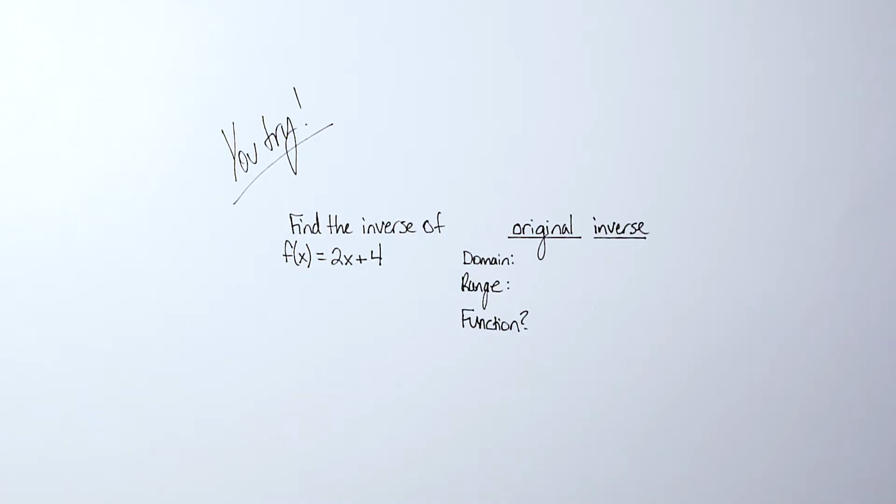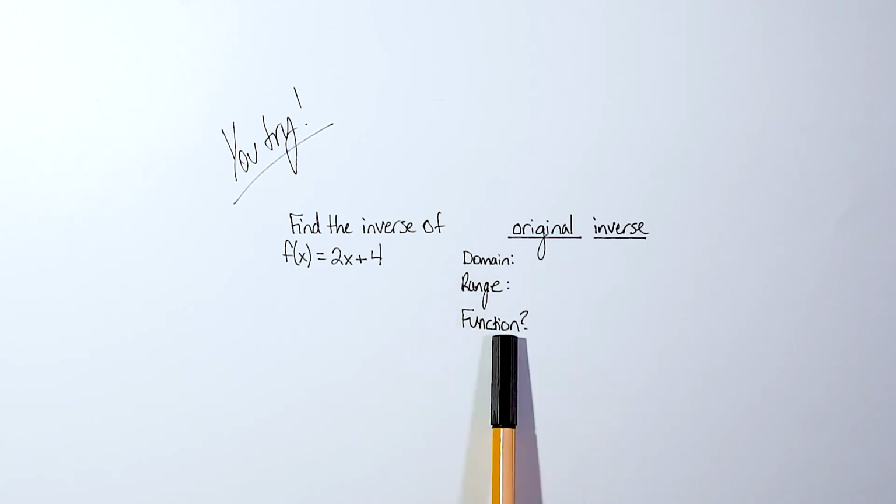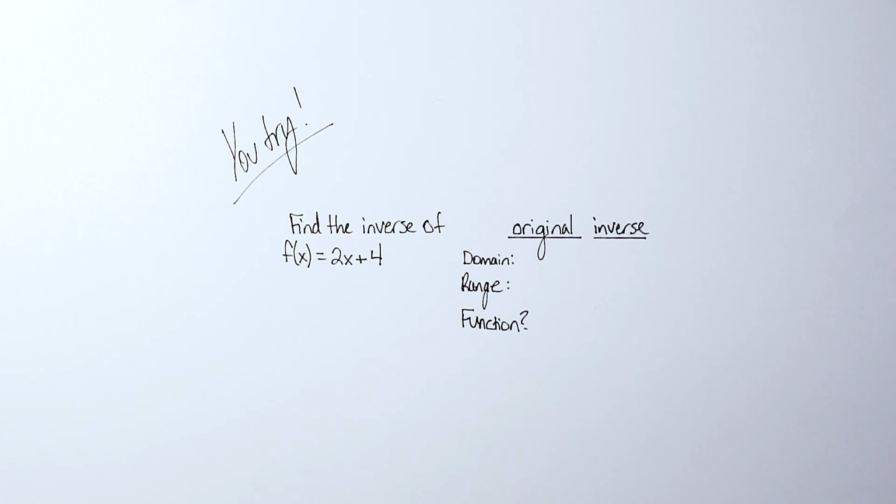All right, so here's one for you guys to try on your own. I want you to find the inverse of f of x equals 2x plus 4. So I want you to find the inverse using the steps, and then tell me the domain and range of the original, plus is it a function, and then tell me the domain and range and is it a function of the inverse? I will post the answer in the video description below.